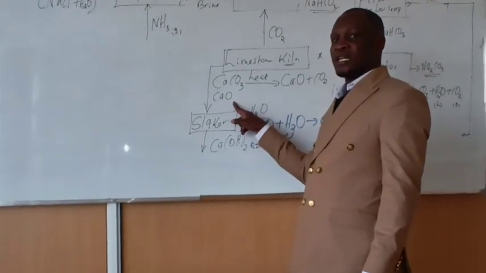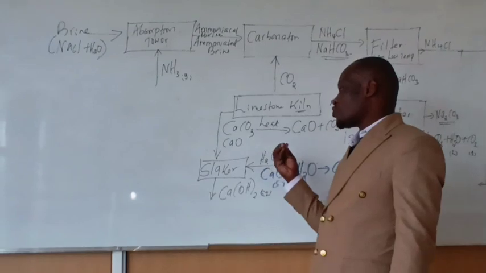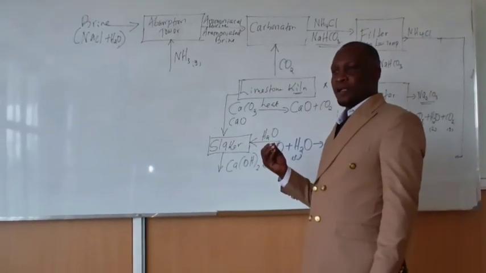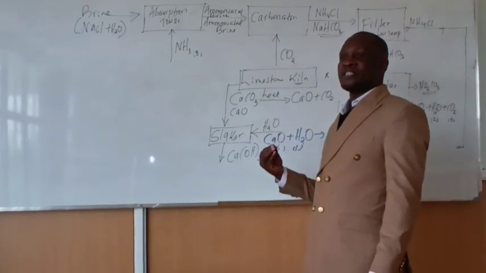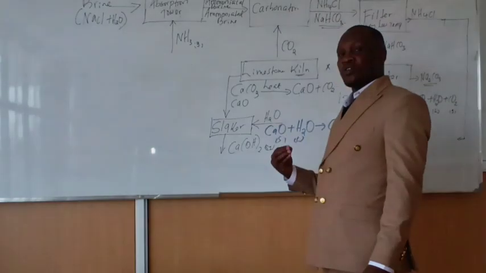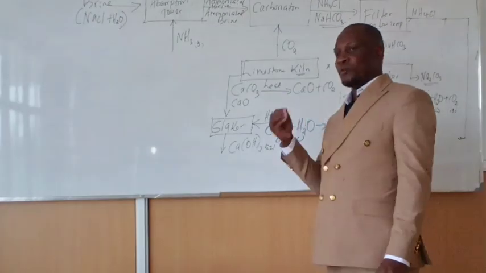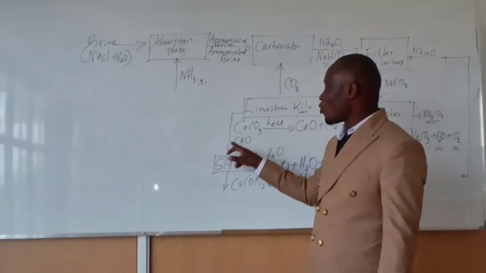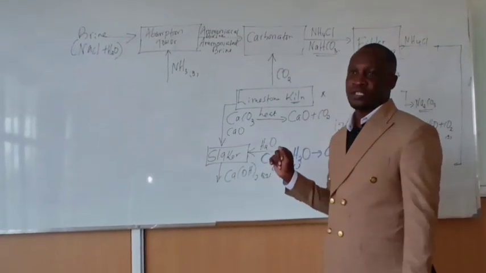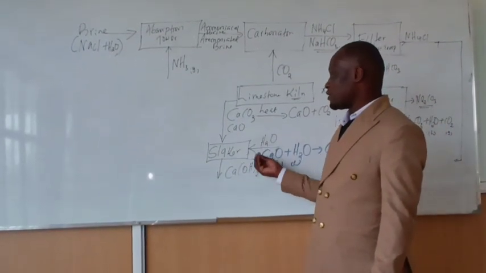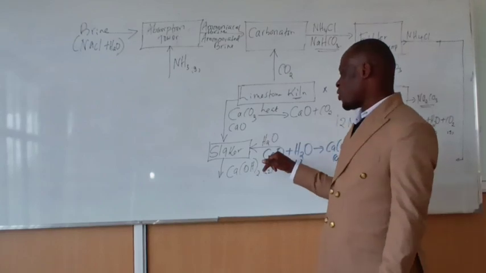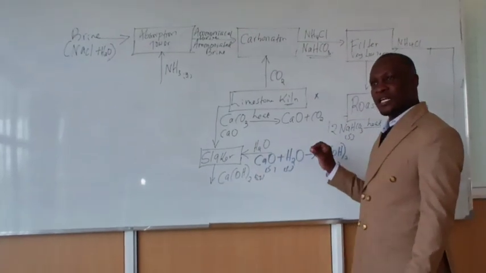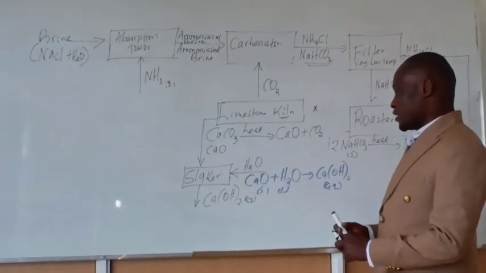For those of you taking agriculture, realize that when the soil is acidic and the farmer wants to reduce the acidity so that the soil is able to support the growth of a particular plant, they will use quicklime, which is calcium oxide. When you take quicklime and add water to it, what you have is slaked lime. So slaked lime is calcium hydroxide.